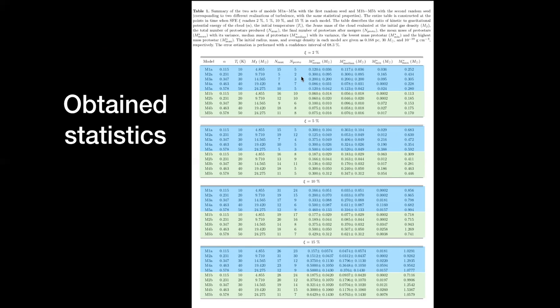And we analyze this data at a specific star formation efficiency value. For instance, when 2% of the initial mass of the gas converts into protostars, we stop our simulations at that moment and analyze the data. Then from 2% to 5, 10, and 15%, we analyze the data at these stages.